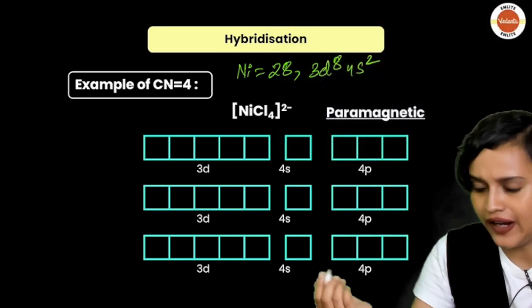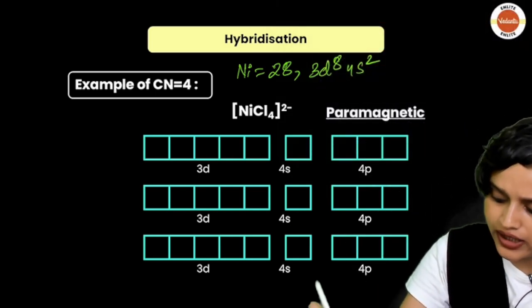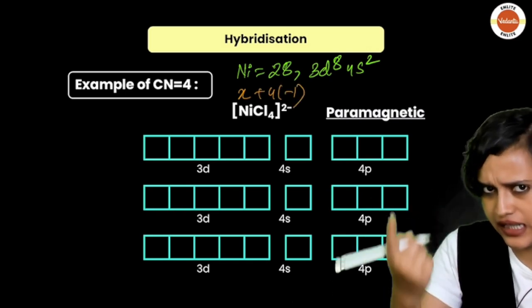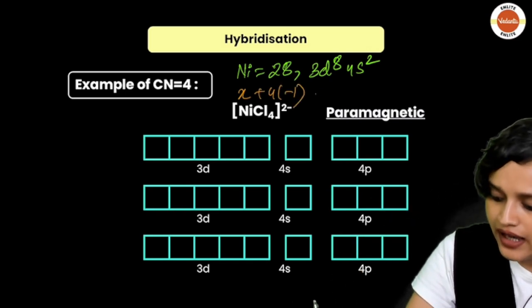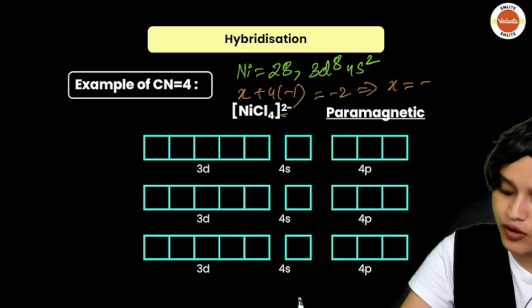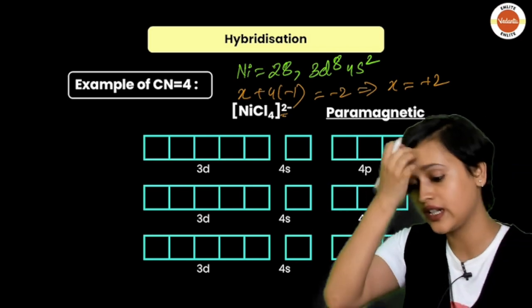Let's also try to find out the oxidation state right away for this. Let's consider this to be X plus 4 into minus 1 because Cl has minus 1 charge, is equal to the overall charge, which I can see is minus 2. So that means that X is equal to plus 2. Plus 2 is the oxidation state.